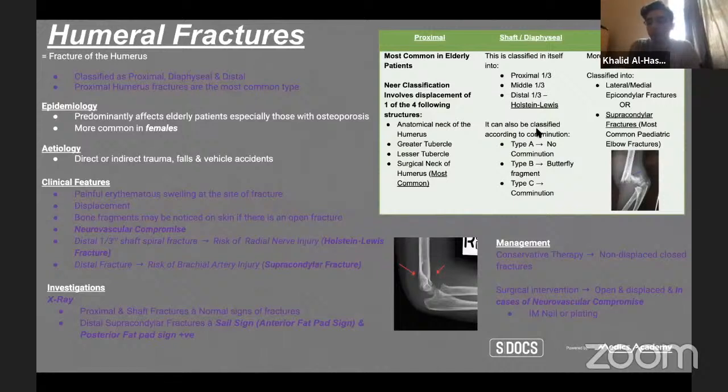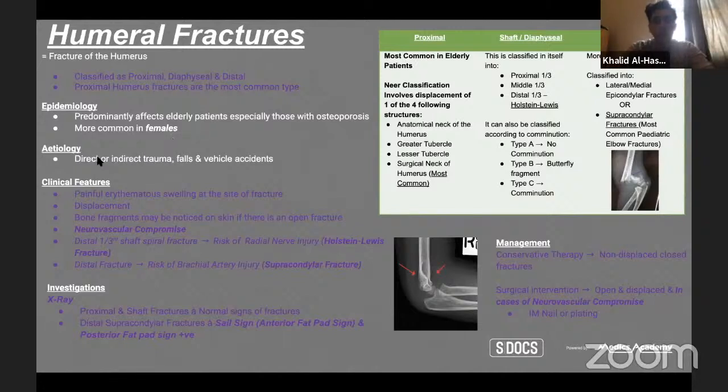Distal fractures are also quite important. You can have a fracture of the epicondyles of the distal portions of the humerus. However, more importantly to remember is a supracondylar fracture, which is the most common pediatric elbow fracture. Here is a picture of a supracondylar fracture. So generally what we tend to see is that these cases tend to affect elderly patients with osteoporosis. It's more common in females.